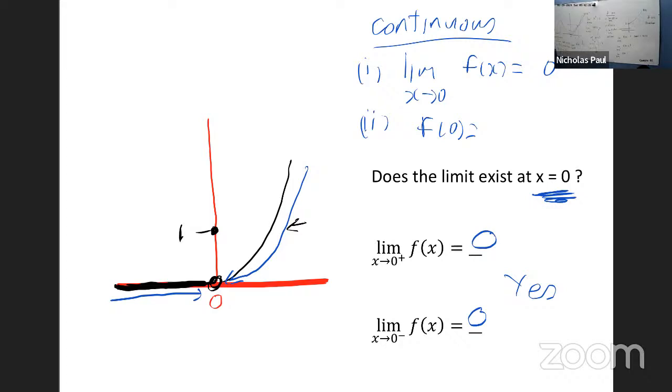When x is 0, the function is 1, right? Are they equal? They are not equal. They are not equal, therefore discontinuous. All right, let's do one more like this.